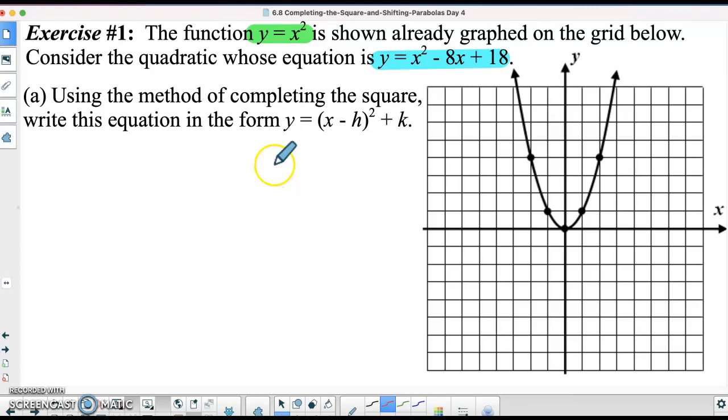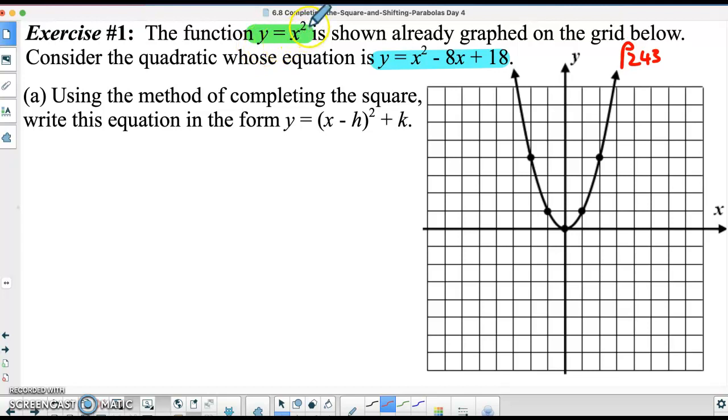Hello class. This is lesson 8, unit 6, complete the square and shifting parabolas. This is in your textbook, I believe page 243. Okay, now let's look at our exercise 1.